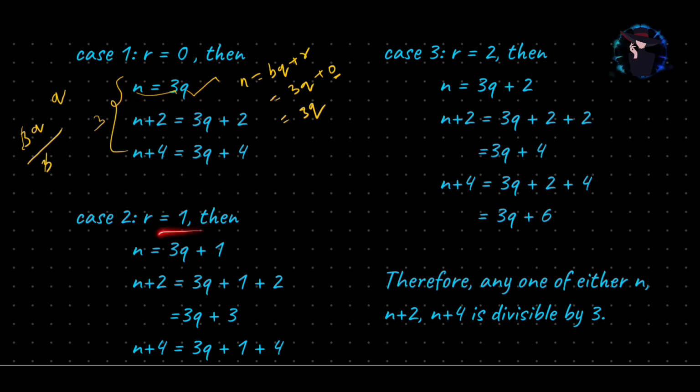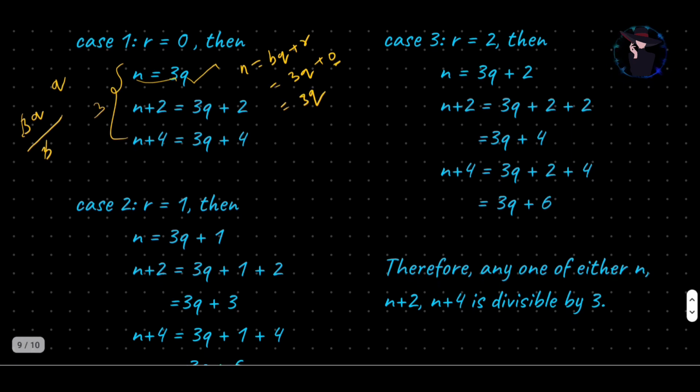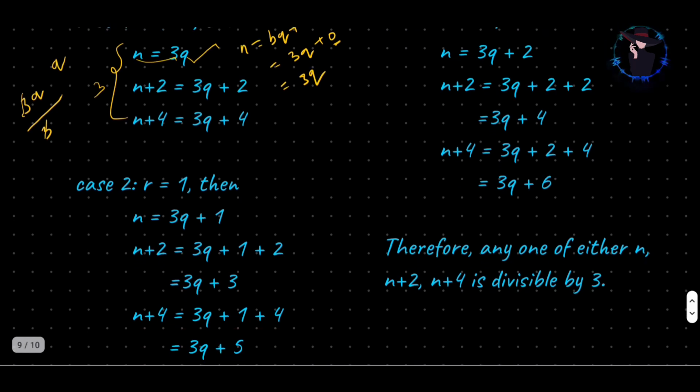Now the value of r as 1. Let's see. n is 3q plus 1. Next, n plus 2: 3q plus 1 plus 2, 3q plus 3. n plus 4: 3q plus 1 plus 4, so it's 3q plus 5. Let's check which will satisfy here. First, n is equal to 3q plus 1. Is 3q plus 1 divisible by 3? It isn't.